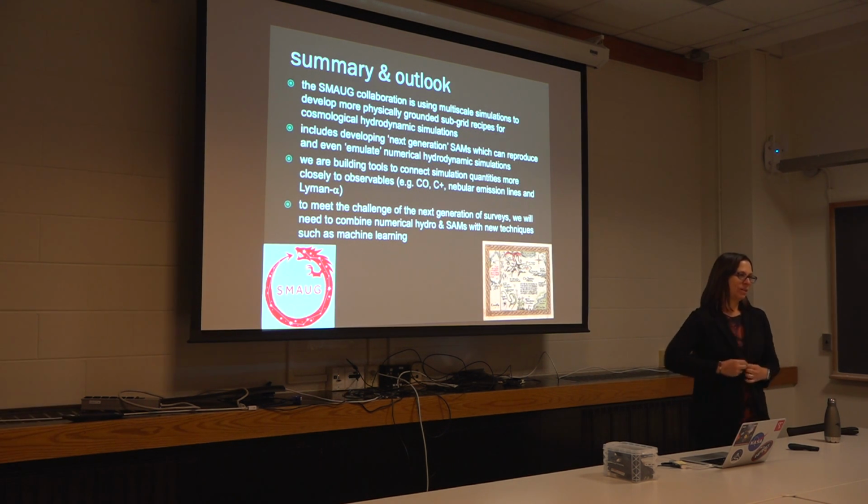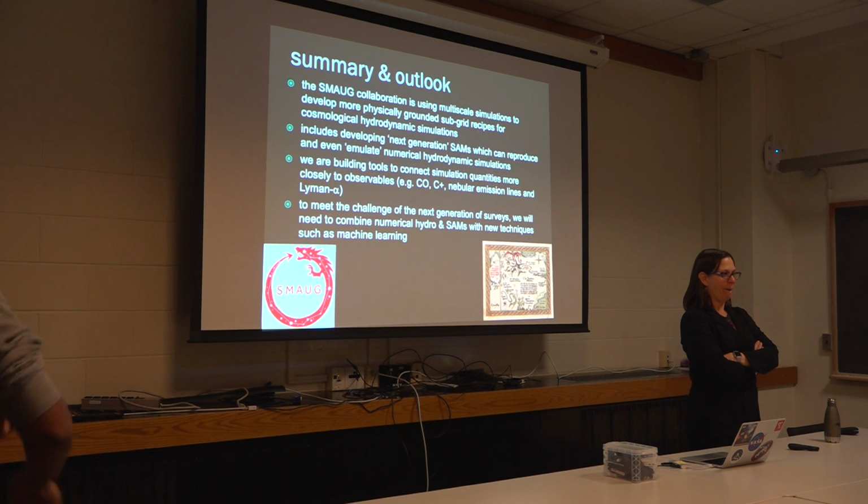So I was wondering if this logo of the dragon chasing its tail symbolizes the circular reasoning that's inherent in this type of modeling, right? Where you're using the observations to tune the subgrid physics, and then using the code to predict the observations. And I see what you're doing. You're trying to get... We're actually trying to break that cycle. So it was not intended to symbolize that.